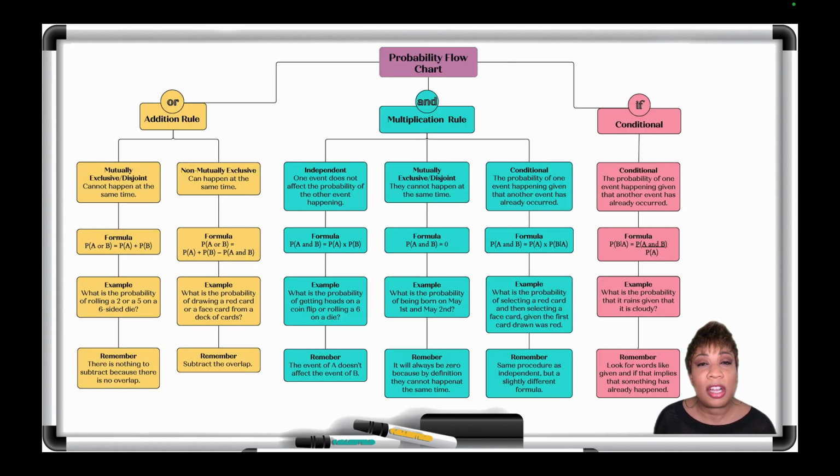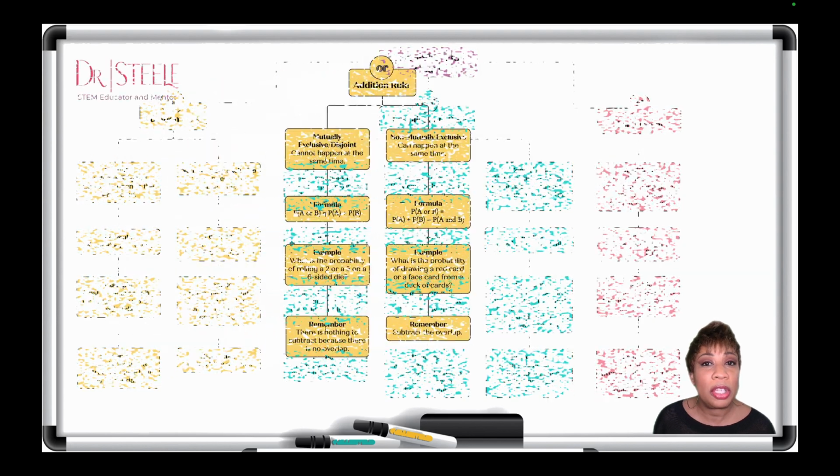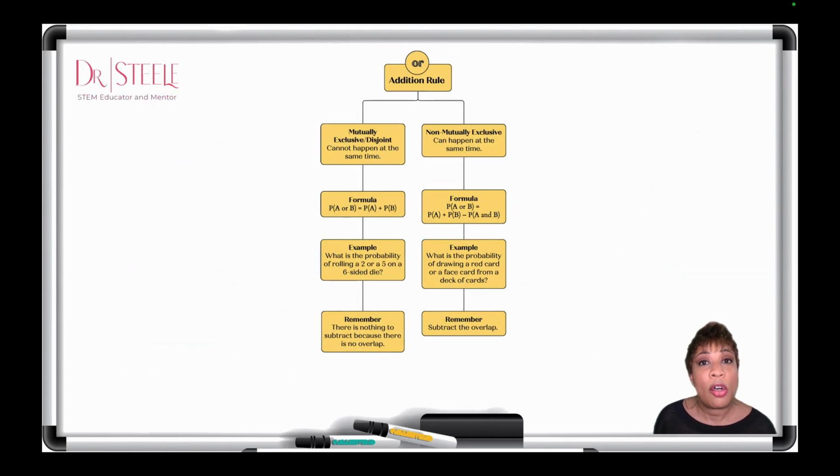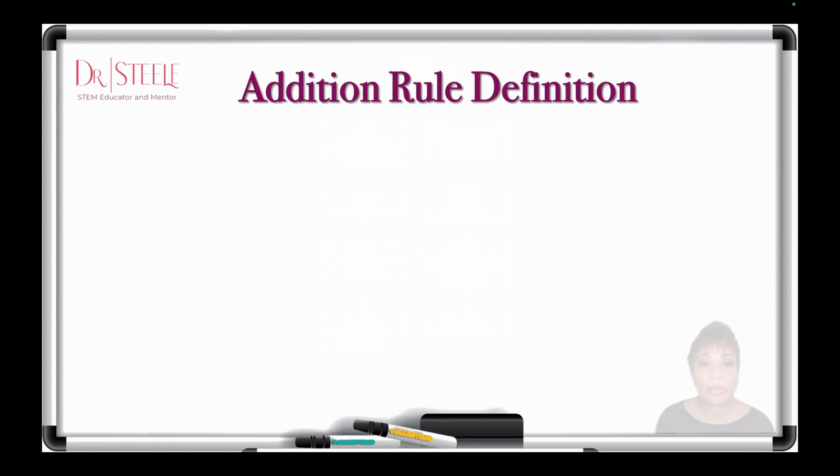Now here's a flow chart. It has mostly definitions and also formulas that you'll be using. Again, today we are only going to be focusing on the OR part. And yes, I will make sure you have this table. All right, so let's look at the definition.